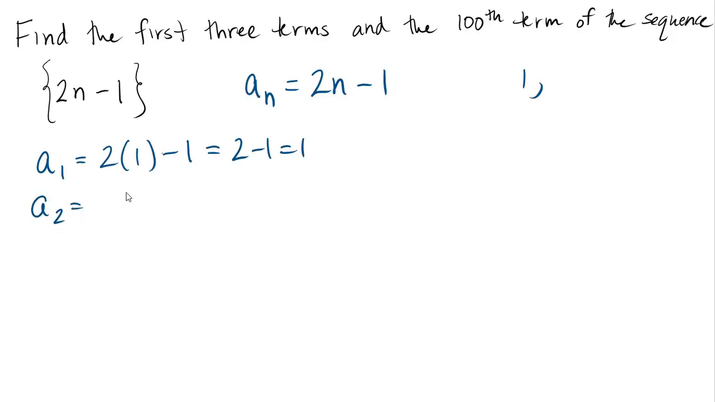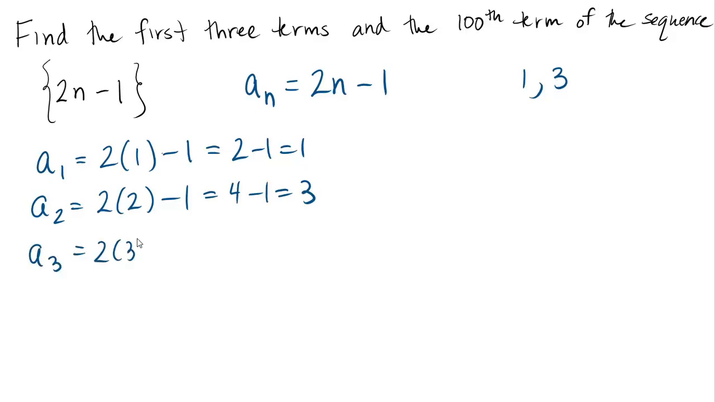The second term of the sequence would be a sub 2. That would be 2 times 2 minus 1, which is 4 minus 1, which is 3. So the second term is 3. The third term is 2 times 3 minus 1, 6 minus 1, which is 5. At this point, you might have a pretty good hunch at what this sequence is. If you're guessing that this sequence is the list of positive odd integers, you're absolutely correct. This will generate all of the positive odd integers in order from smallest to largest.